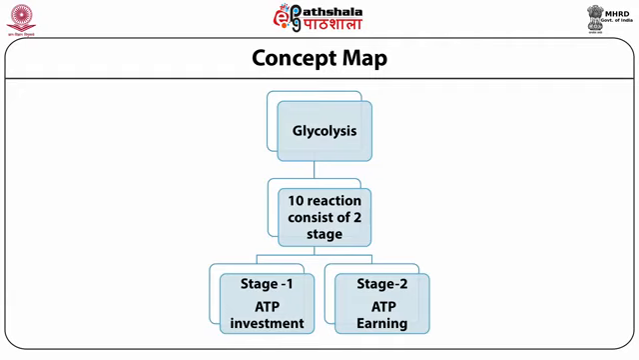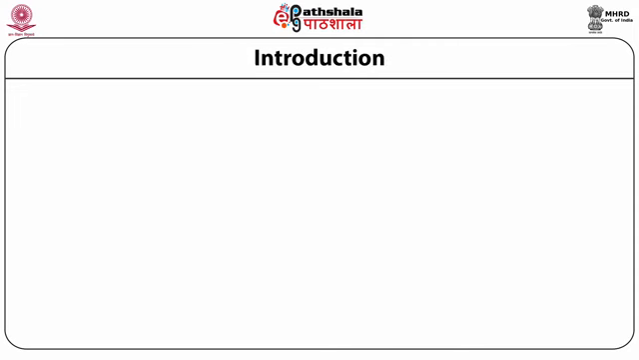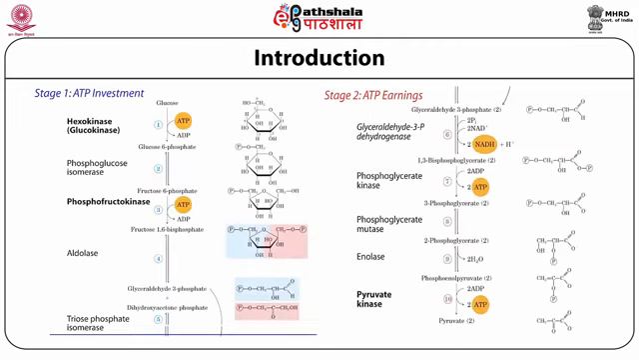There are 10 reactions which consist of two stages. Stage 1 is known as the ATP investment stage, and stage 2 is known as the ATP earning stage. Glycolysis is a Greek word. Glyx means sweet and lysis means splitting. The diagram shows the reactions that take place during glycolysis.